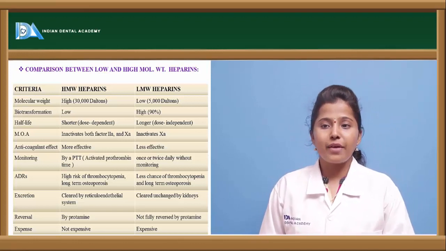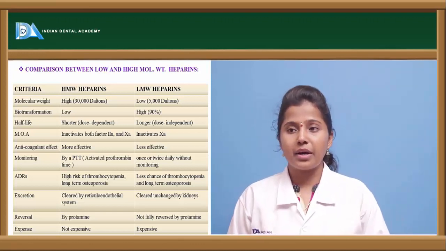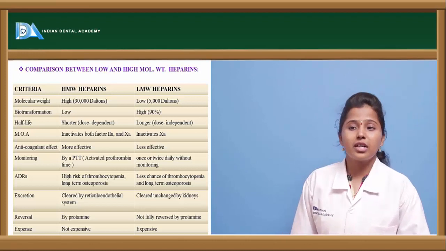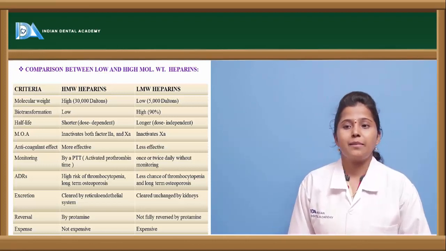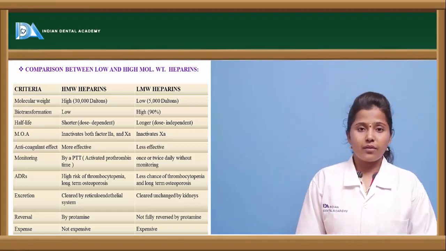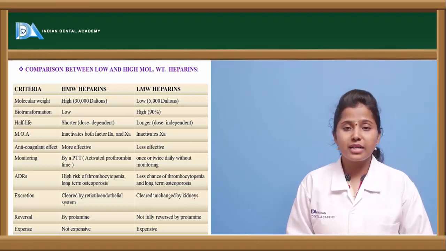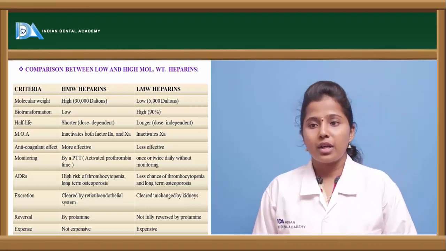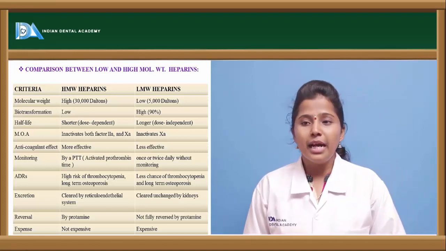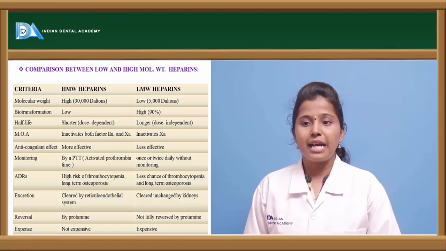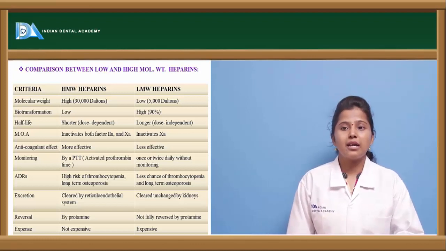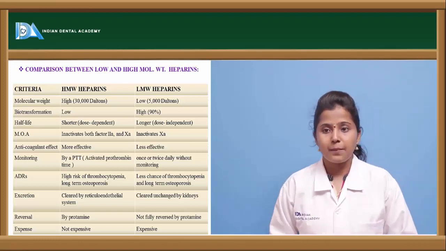And mechanism of action. How do these heparins differ in mechanism of action? High molecular weight heparins act on both factors 2A and 10A, but low molecular weight heparin only acts on factor 10A. In anticoagulant effect, high molecular weight heparins are more effective than low molecular weight heparins. Next, monitoring. They have to be monitored by the activated partial thromboplastin time, and this parameter should be monitored while giving heparins.